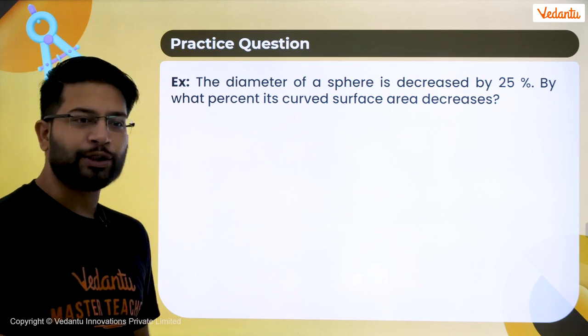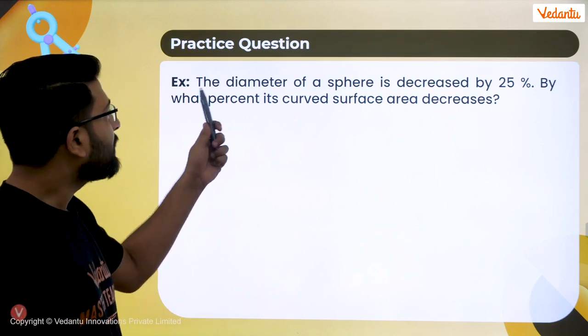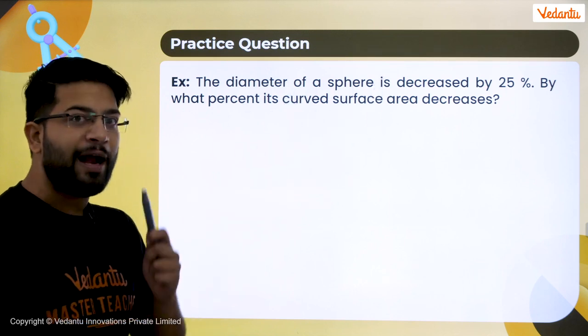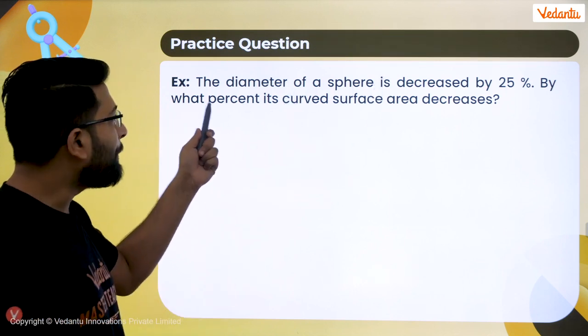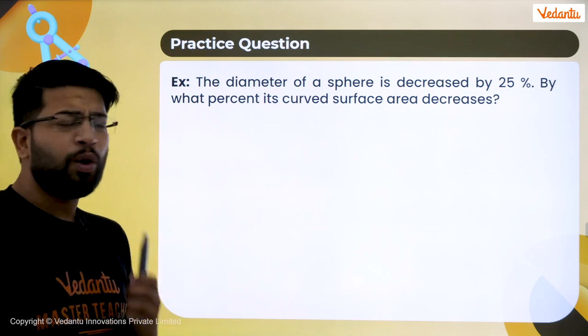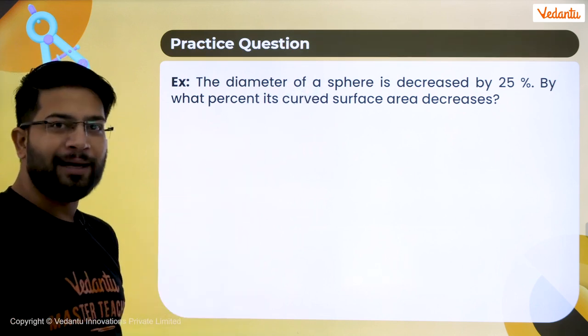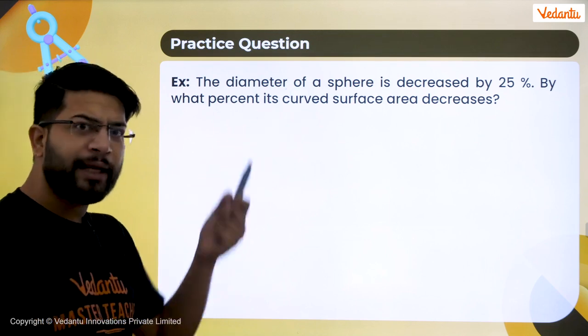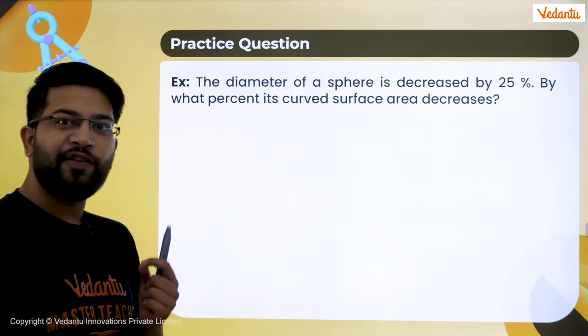Look at the first question. What they are saying: the diameter of a sphere is decreased by 25%. Then by what percent does its curved surface area decrease? We know that in the case of the sphere, there is no concept like CSA or TSA. There is only surface area.